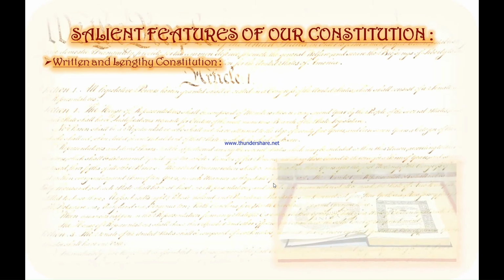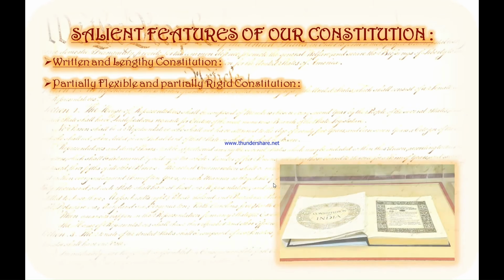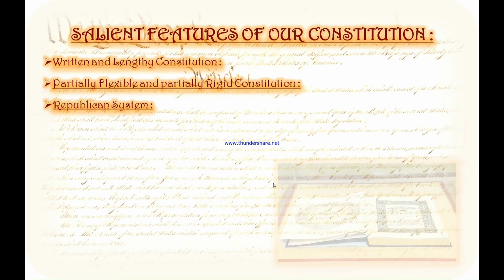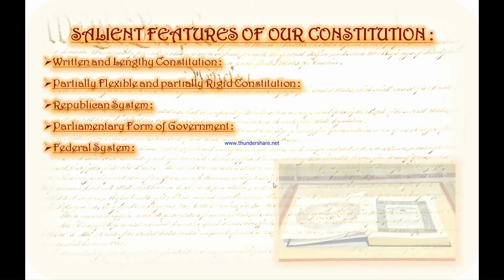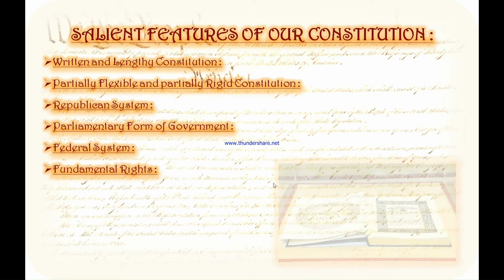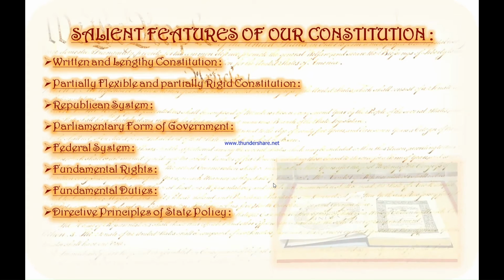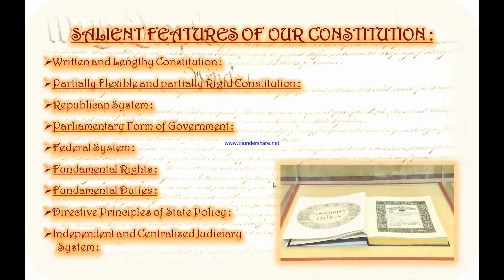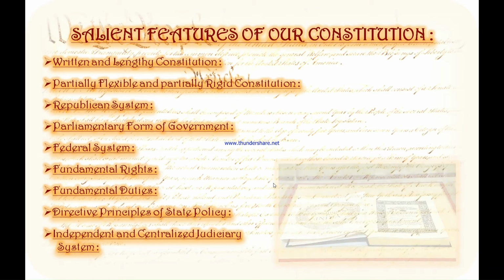Now let's learn about the salient features of our Constitution. Ours is a written and lengthy Constitution, partially flexible and partially rigid, follows a republican system, follows a parliamentary form of government, federal system, and provides the fundamental rights and delegates the fundamental duties. It also has the directive principles of state policy for the government.